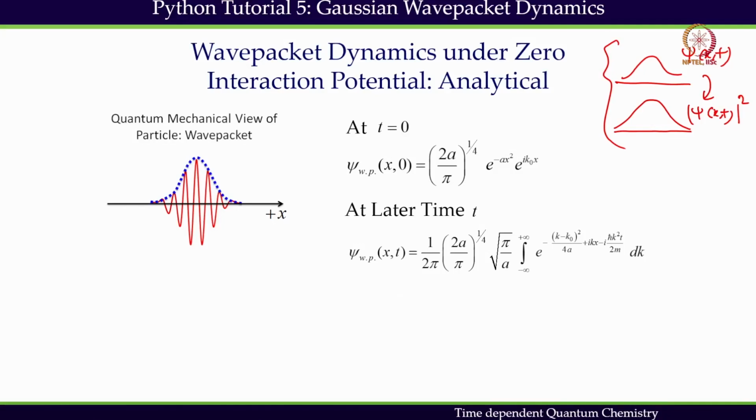Let us assume that the initial wave function... The entire wave packet dynamics, or any quantum dynamics, is based on a few steps. The first step is that we have to construct the initial wave function. That's the initial gauge we have to make.